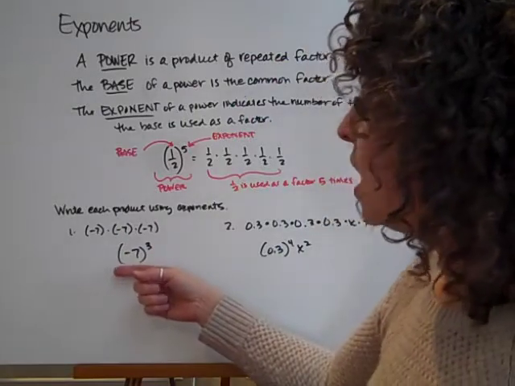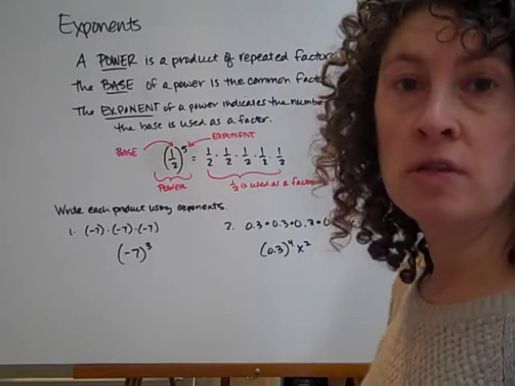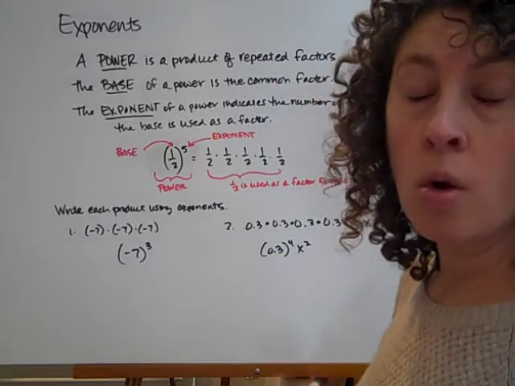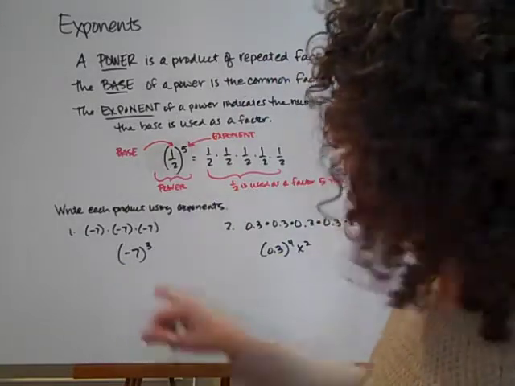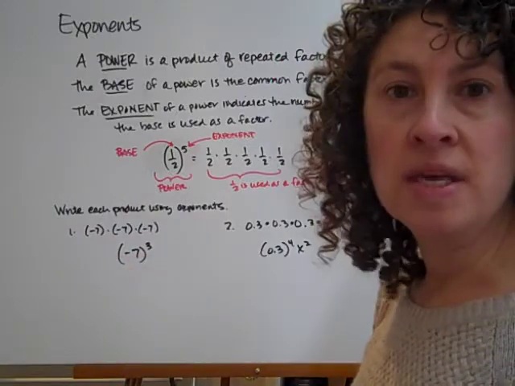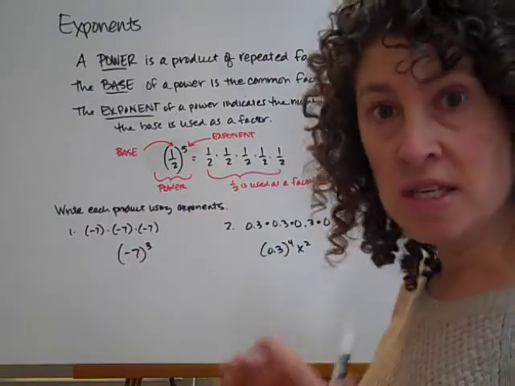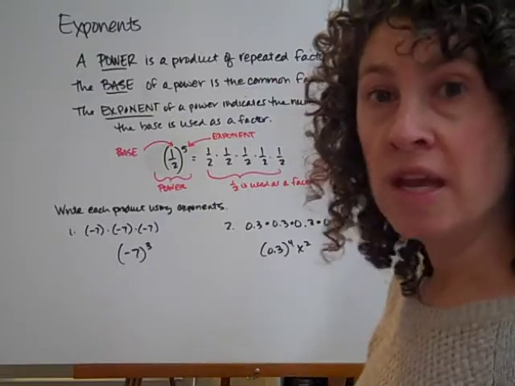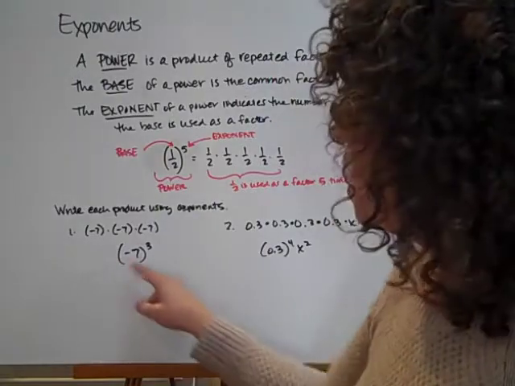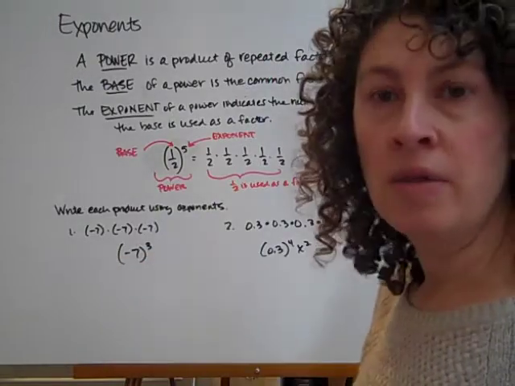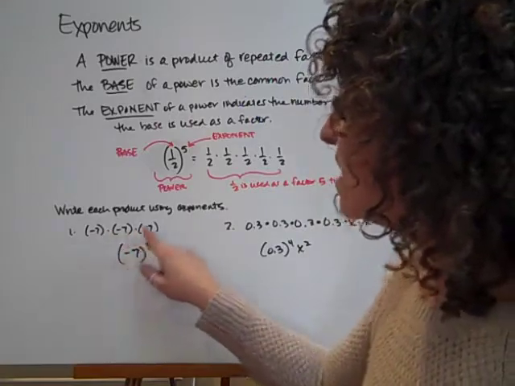Please notice that frequently when I have things other than just whole numbers or counting numbers, we put the base in parentheses to show that that's the entire base, especially with a negative, which we've talked about before. With a negative, we want to put that in parentheses so that we know that we're doing -7 over and over again.